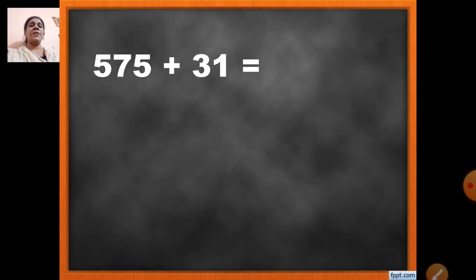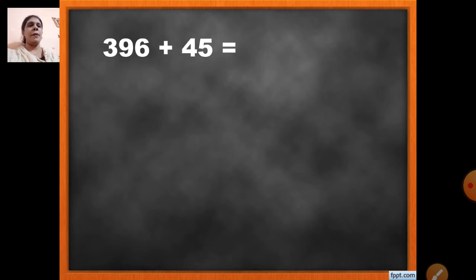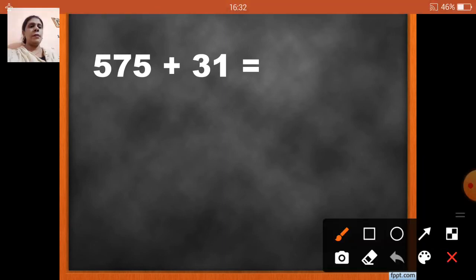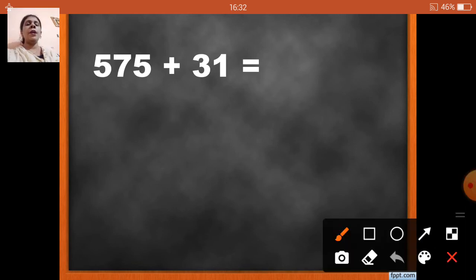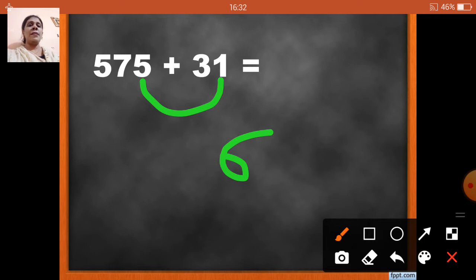Now, 575 plus 31. Here also what are we going to do? We are going to add units with units, tens with tens and hundreds with hundreds. So, let us start. What are the numbers in the units place? Number 5 and number 1. So, 5 plus 1 will be how much, children? 6. Correct. So, here no carryover will be there. Wait, I will write it down. When we add this 5 to this 1, units with units, we get our answer 6. We got the answer in a single digit.